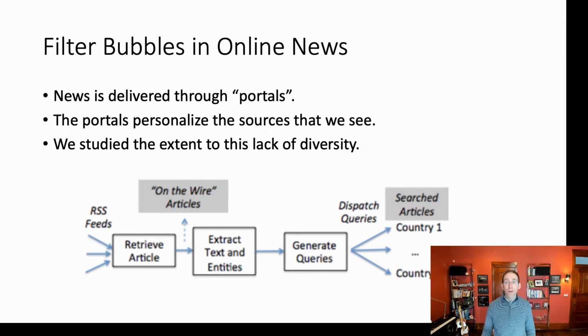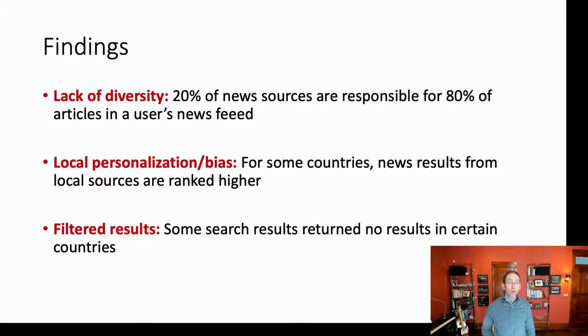We used a data set of articles collected using 2 million queries of Google News to study how coverage of a particular topic in terms of the news sources varied across different user profiles and geographies. We saw various evidence suggesting different characteristics of filter bubbles. Among the findings, we found a lack of diversity where 20% of the news sources are responsible for 80% of the articles in a user's newsfeed.